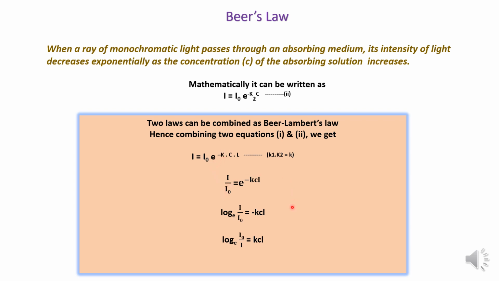Now we can rearrange these equations and we get the following set of equations. Here I upon I naught is equal to e raised to minus kcl. Then we take the log to the base e: log I upon I naught is equal to minus kcl. So e is removed here, as we have taken the log to the base e. Now if we move I naught above and I below, then this negative sign gets cancelled. So log to the base e, I naught upon I is equal to kcl.